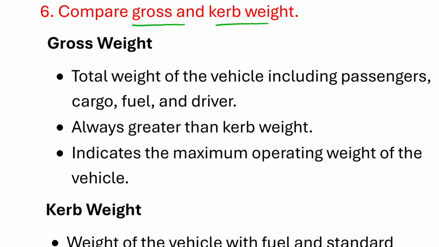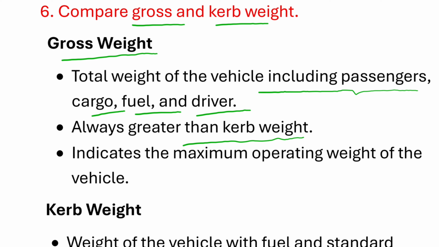Next will be to compare gross weight and curb weight. Gross weight is nothing but the total weight of the vehicle including passengers, cargo, fuel and driver, a combination of all that. So this weight is always more than the curb weight. It provides the maximum weight of the vehicle for operators, that we call the gross weight.